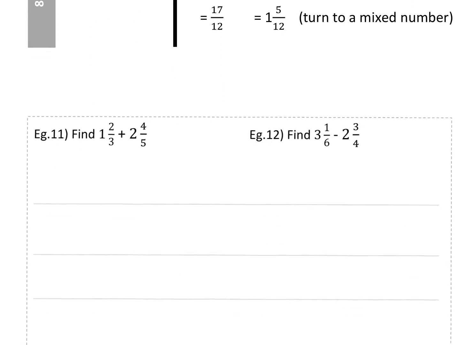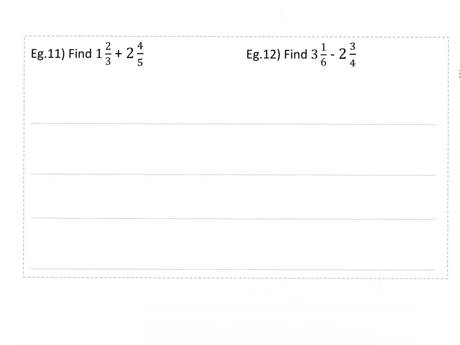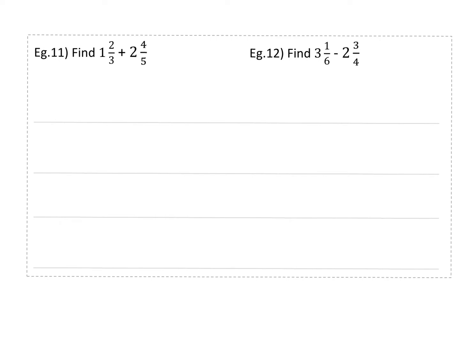So pause the video and have a go at examples 11 and 12. So in example 11, we've got two mixed numbers added together. We change those to be improper. So 1 2/3, we do 1 times 3 is 3, plus 2 is 5. So 5/3. Then 2 4/5, 2 times 5 is 10, plus 4 is 14.